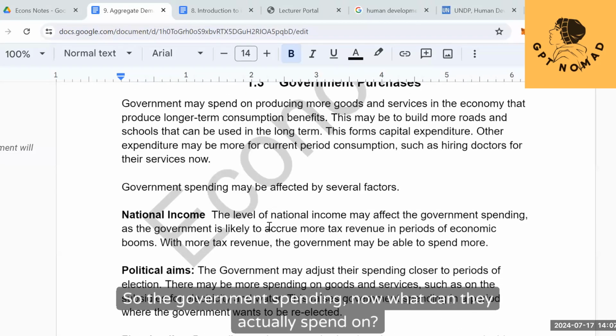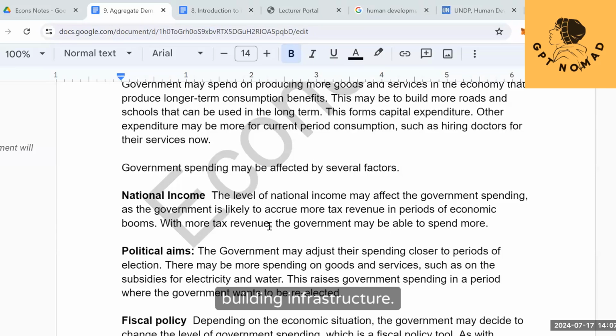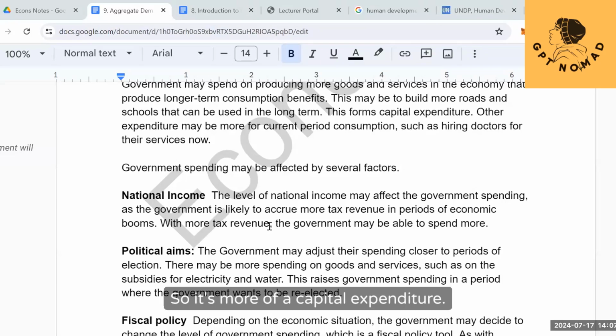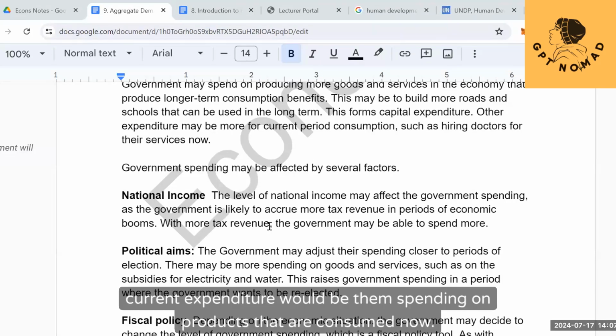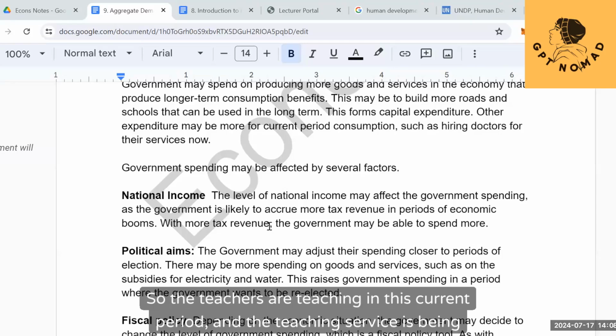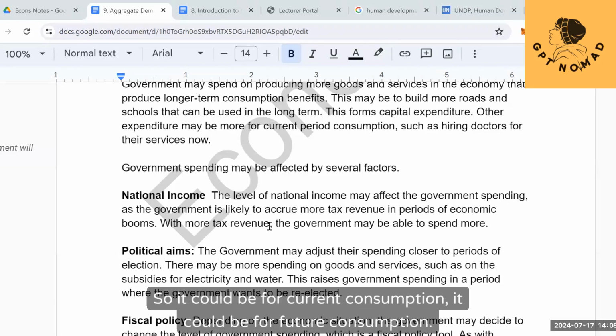So the government spending. Now, what can they actually spend on? They can be spending on capital goods as well. So for the government, they can be building infrastructure. So they are spending on highways, airports, or let's say they're building new hospitals and so on, right? Then there is current expenditure, which is not a capital expenditure. Current expenditure could be them spending on products that are consumed now. Let's say the government hires teachers. So the teachers are teaching in this current period and the teaching service is being consumed by the students. And so the students are learning from the teachers. So it could be for current consumption, it could be for future consumption.